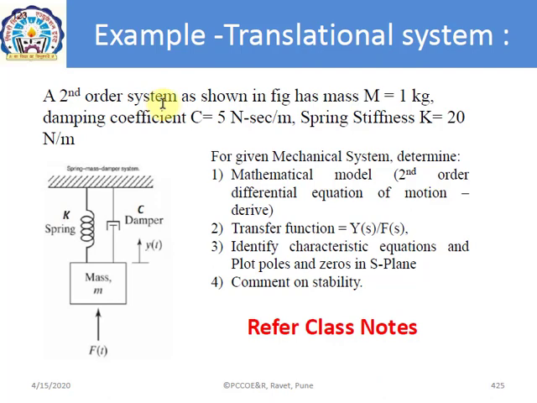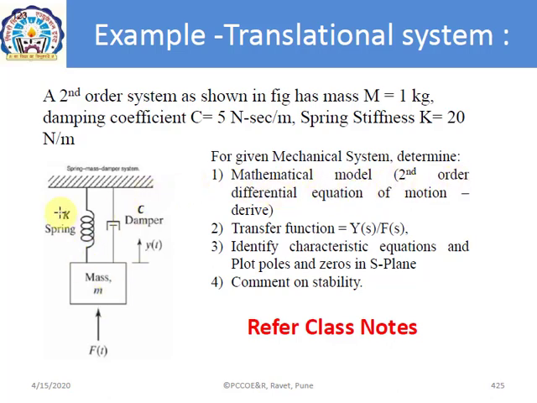A second order mechanical system as shown in the figure carries mass m of 1 kg, damping coefficient c of 5 Newton second per meter, and spring stiffness K of 20 Newton per meter. For this given mechanical system, we have to first determine the mathematical model as a second order differential equation.